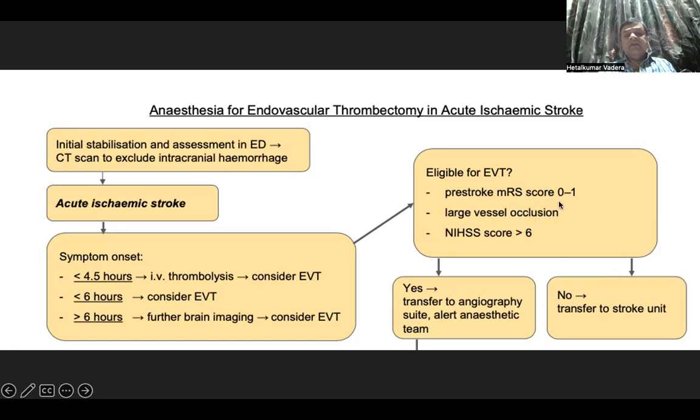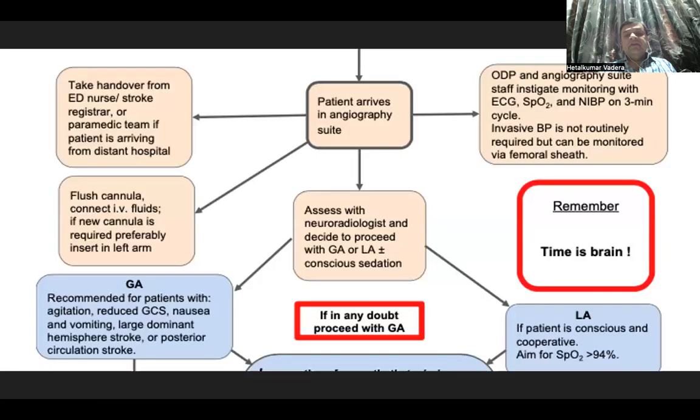So in such situation, we should go for EVT. If there is large vessel occlusion, we should go for EVT. MRS score is basically 0 to 1. That means very mild symptoms or no symptoms at all. In such situation, we should immediately go for EVT. If it is yes, we should transfer to angiography suite and alert the anesthetic team. If it is not there, we should transfer the patient directly to stroke unit and manage conservatively.